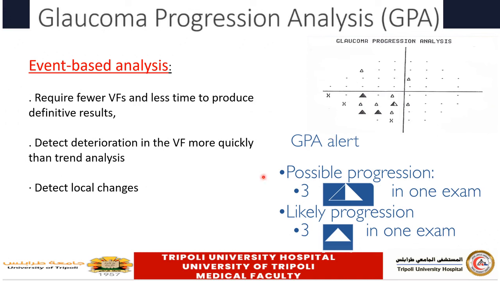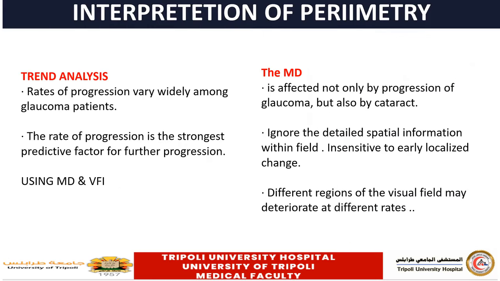So event analysis represents a focal defect, and it needs a short time and fewer visual fields to establish this analysis. As for the trend analysis, it requires multiple visual fields, and it needs a long duration to establish. The changes in the retina of the glaucoma patient differ from one patient to another, and also within the same patient, different locations within the retina have different progression.